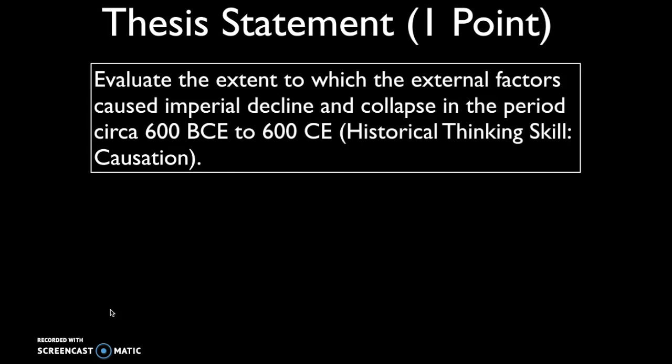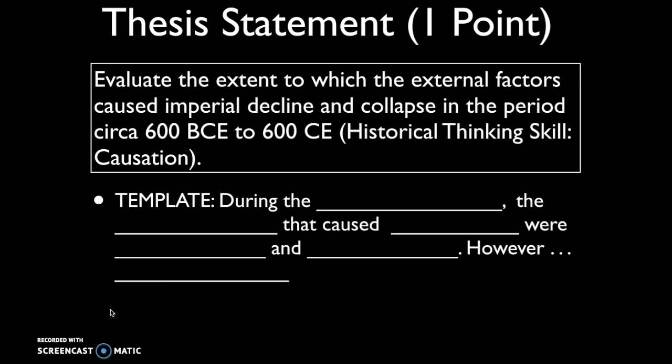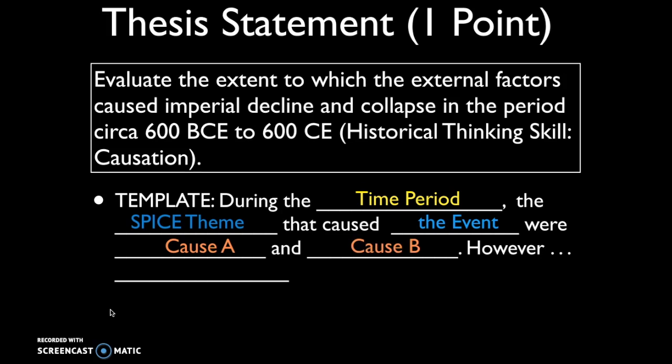So take a look at this one again. Evaluate the extent to which the external factors caused imperial decline and collapse in the period circa 600 BCE to 600 CE. Now, using your template during the time period, the sort of spice theme or whatever thing they want you to focus in on that caused the event were cause A and cause B. However, then try and identify a qualifying cause. So take a minute to do that.